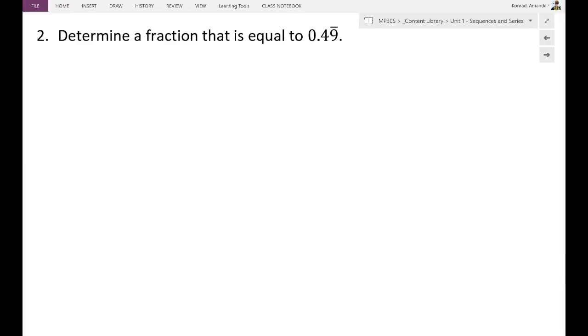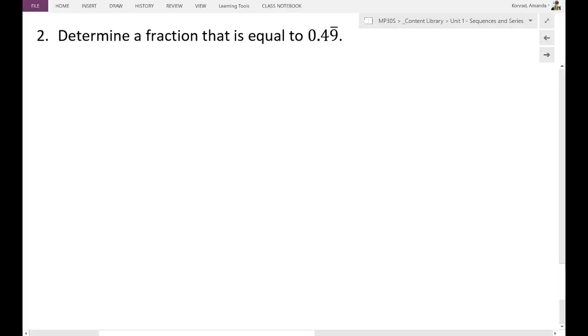The last example for this lesson is to work somewhat backwards. So this asks, determine a fraction that is equal to 0.49 repeating. So we know common repeating fractions, like 1/3 is always 0.3 repeating, and 2/3 is always 0.6 repeating. We get into 11ths and we get repeating decimals, but this one isn't actually one of our common ones, so we've got to think about it a little bit.